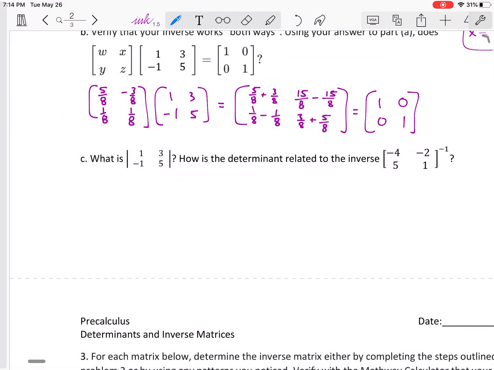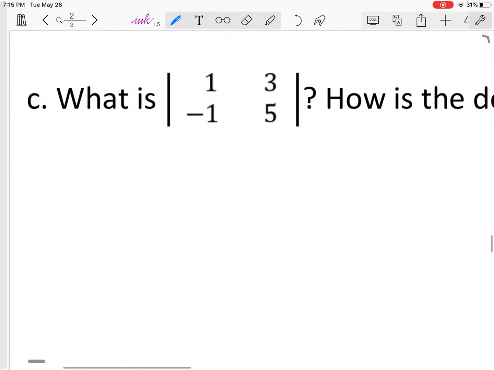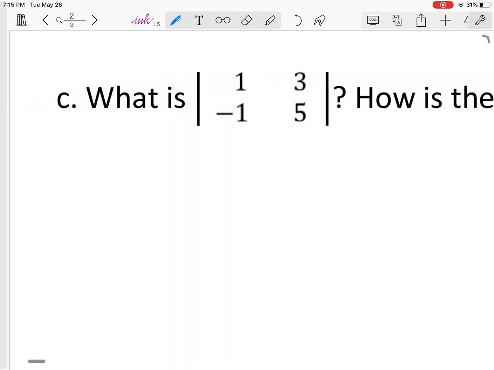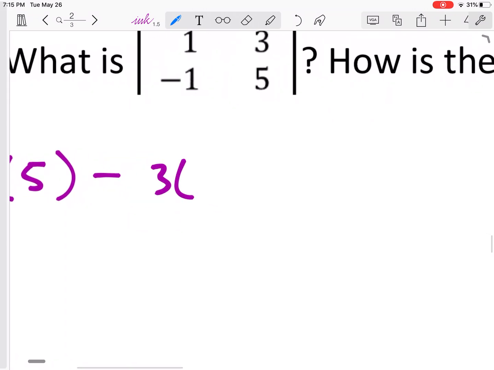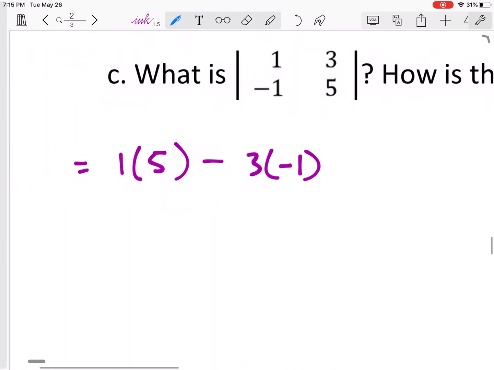All right, so now it's asking us what is the determinant of that matrix and how is it related to the inverse? So let's think. Take a second. I encourage you to calculate on your own. What's the determinant of that matrix? Well, we multiply the main diagonal, 1 times 5, minus 3 times negative 1 along the anti-diagonal. This gives us 5 plus 3, which is 8.